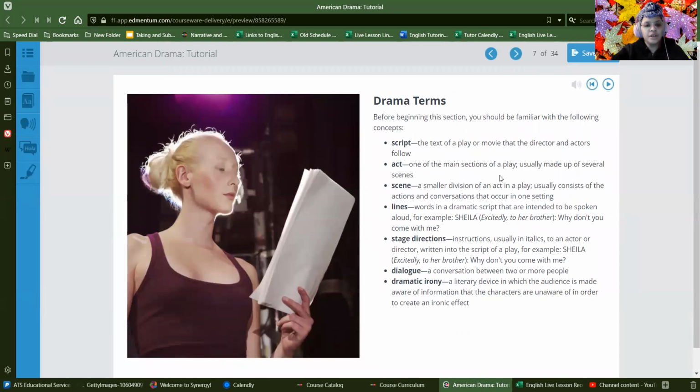Stage directions are usually in italics. That's the slanted lettering that we have here. And they are usually instructions on how to deliver the line, or what the character is supposed to be doing while they're delivering the line. So in this case, it would be excitedly to her brother. So they want the actor to know this line should be said like you're excited.